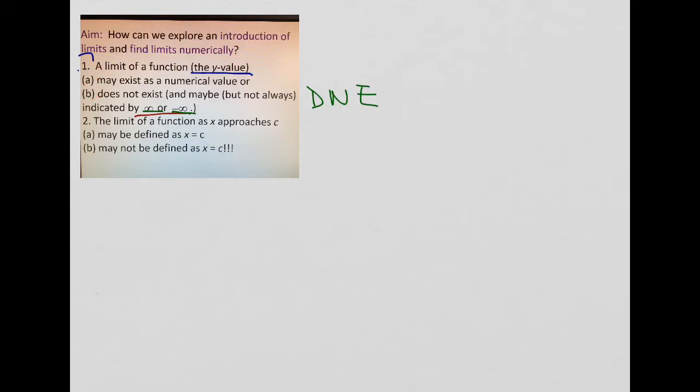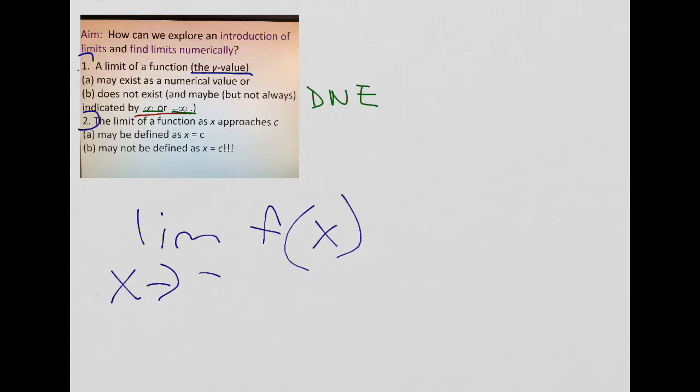Okay, that was part 1 here. Let's talk about part 2. So you're copying down the limit of a function as x approaches c.